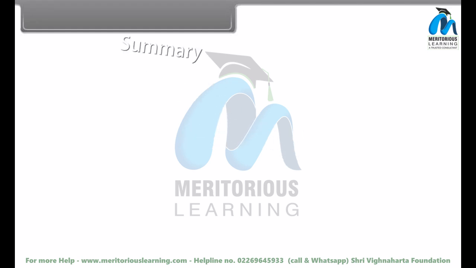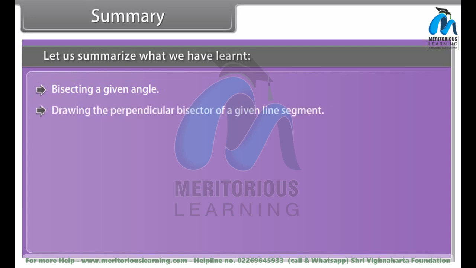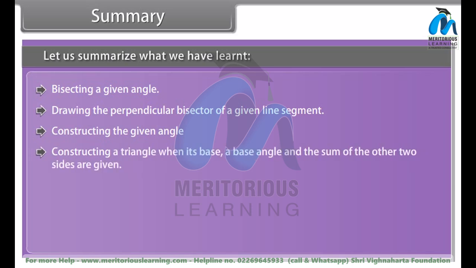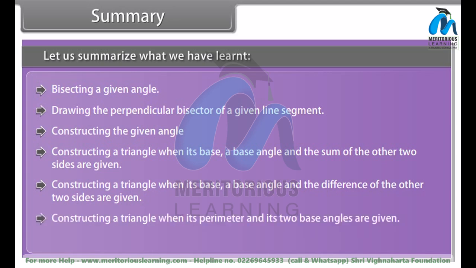Summary. Let us summarize what we have learned. Bisecting a given angle, drawing the perpendicular bisector of a given line segment, constructing the given angle, constructing a triangle when its base, a base angle, and the sum of the other two sides are given, constructing a triangle when its base, a base angle, and the difference of the other two sides are given, constructing a triangle when its perimeter and its two base angles are given.